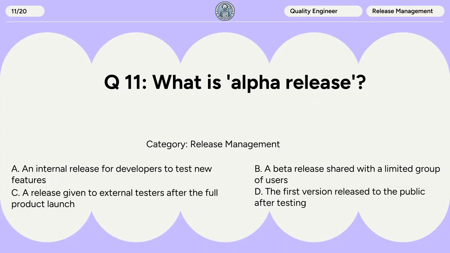Question 11. What is alpha release? A. An internal release for developers to test new features. B. A beta release shared with a limited group of users. C. A release given to external testers after the full product launch. D. The first version released to the public after testing.